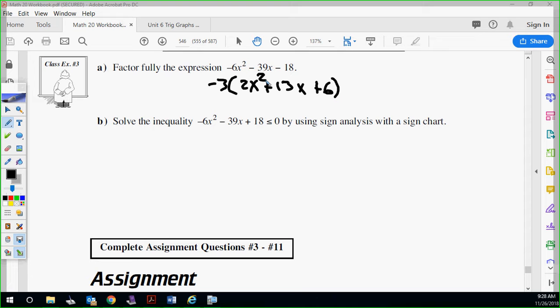Okay, just focus on the part in the brackets. 2 times 6 is 12. Remember, a times c. Factors of 12 that get you 13: 12 and 1. So we got 2x squared plus 12x plus x plus 6.